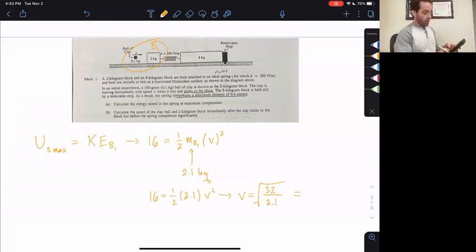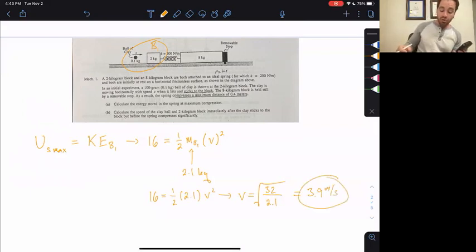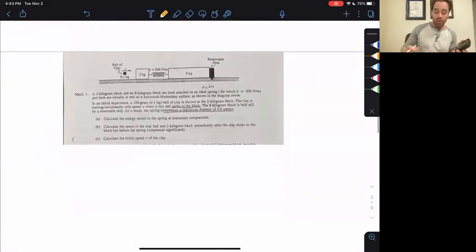So square root of 32 over 2.1, and this will be 3.9 meters per second. Okay, so this is pretty easy so far. Let's go on to part C.